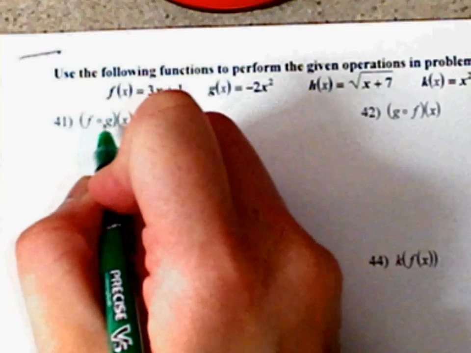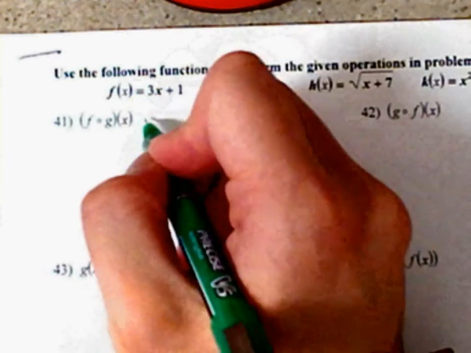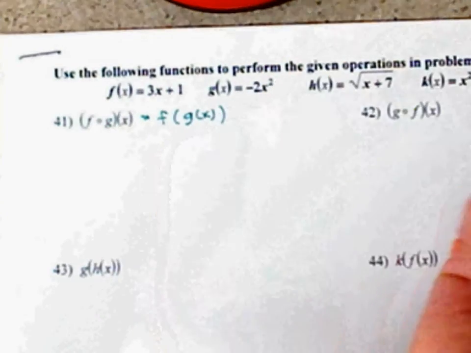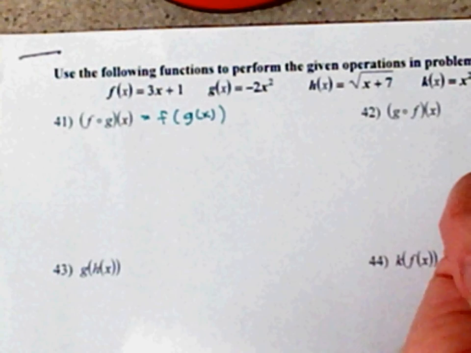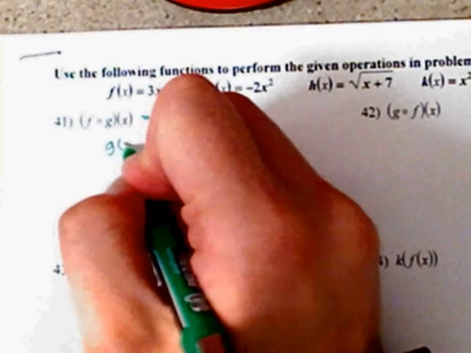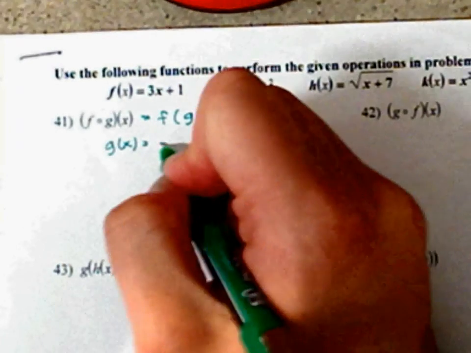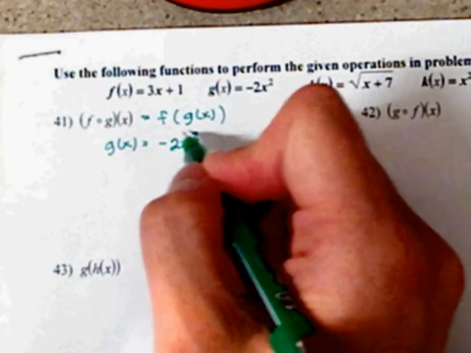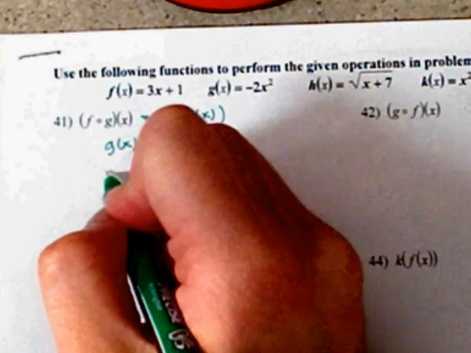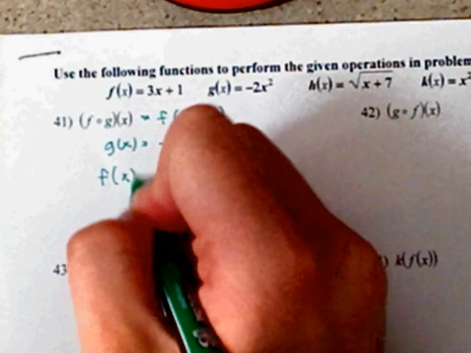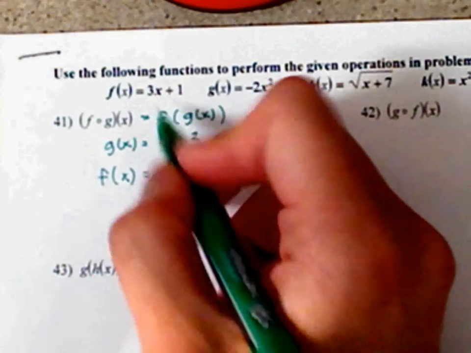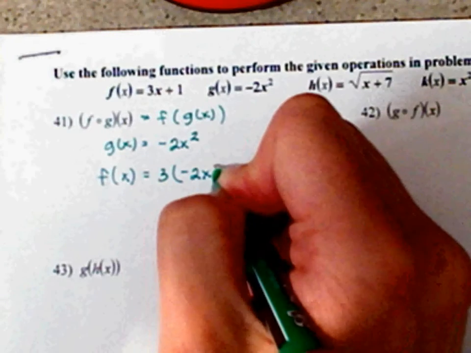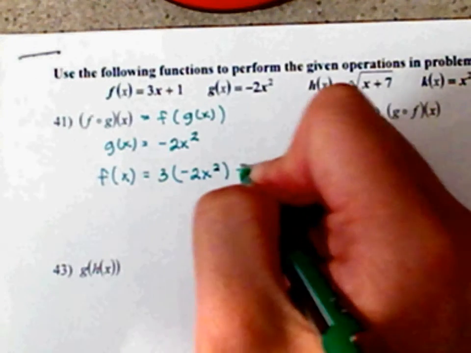This is f of g of x. Another way you can write this is f of g of x. Make sure you work from the inside out. Your g of x is negative 2x squared. Now this is your new x, and you're going to plug that into your f of x. What is your f of x? 3x plus 1. Wherever you have your x, you're going to plug in negative 2x squared.